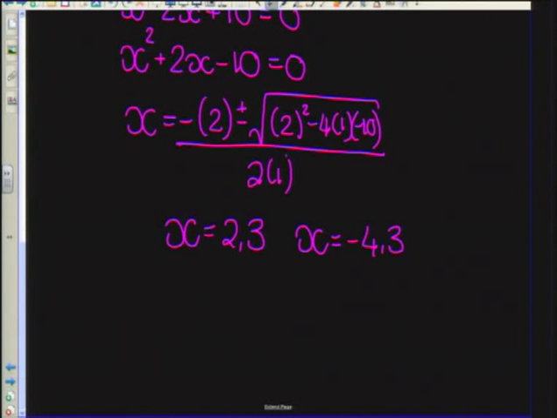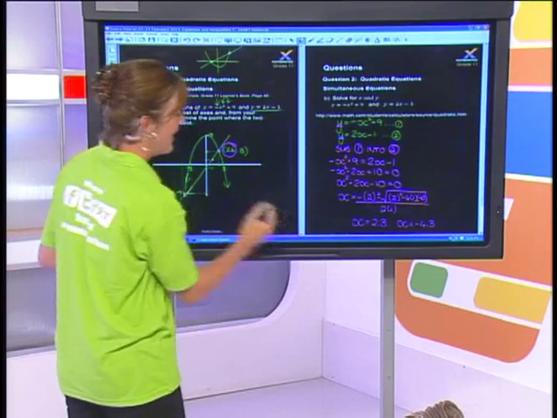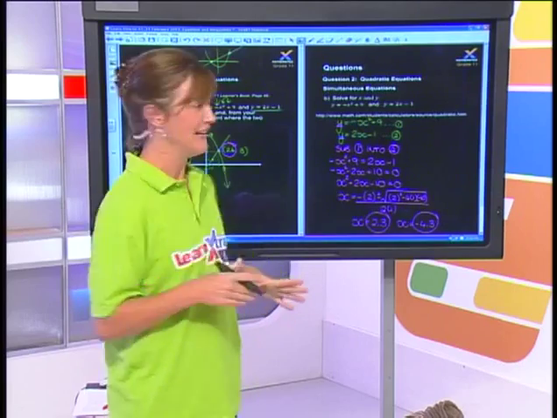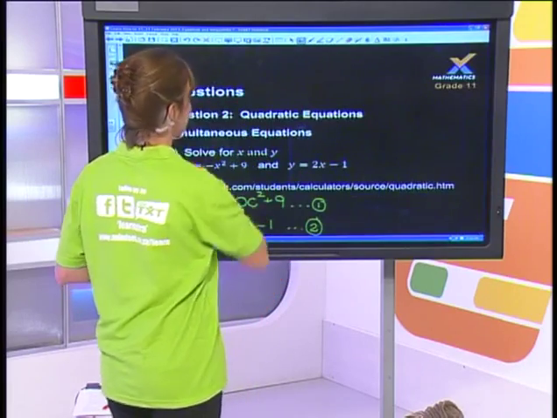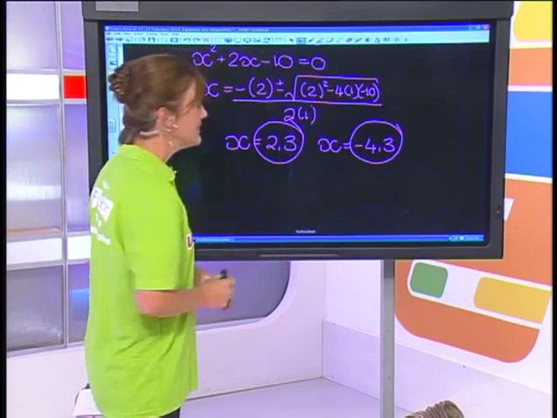Let's have a look and see how close we were to our previous answer. We said 2.6 over there, and we've landed up with 2.3. So we actually weren't too far off. We were pretty close. And the other value, we said negative 4. That was our estimation. The actual value was negative 4.3. So we can see the graphical method wasn't far off, but it wasn't 100% as exact as working it out algebraically.